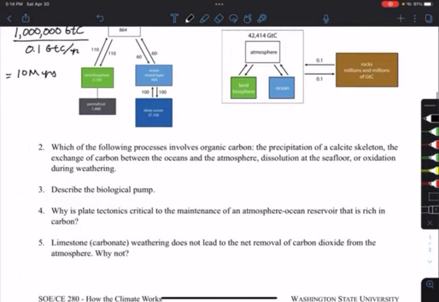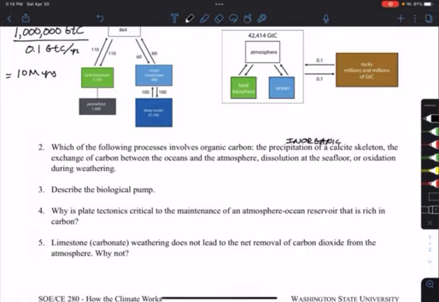Okay, now let's go on to the next problem. This is kind of a difficult problem, but it says which of the following processes involves organic carbon? I'm just going to go through these and try to answer these. If we look at the precipitation of a calcite skeleton, that's an inorganic process. So I'm just going to put inorganic here.